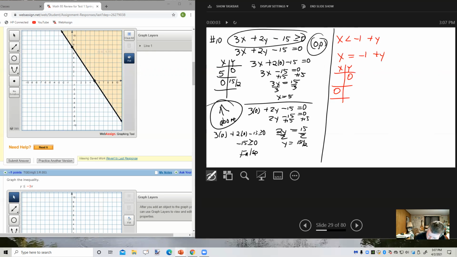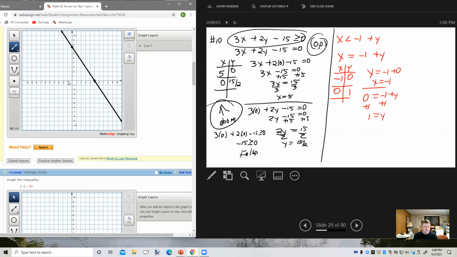Okay, if y is 0, x equals negative 1 plus 0, so x equals negative 1. If x is 0, 0 equals negative 1 plus y, add 1 to both sides, and 1 equals y. I know I'm going kind of quickly to get these done, but you can slow them down and back them up or watch them upside down, whatever you want to do there.